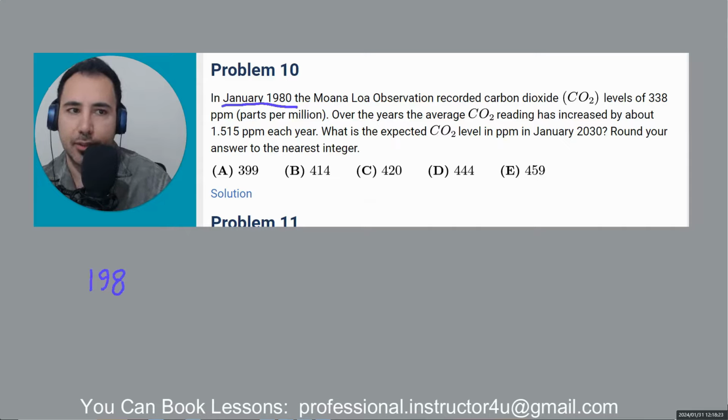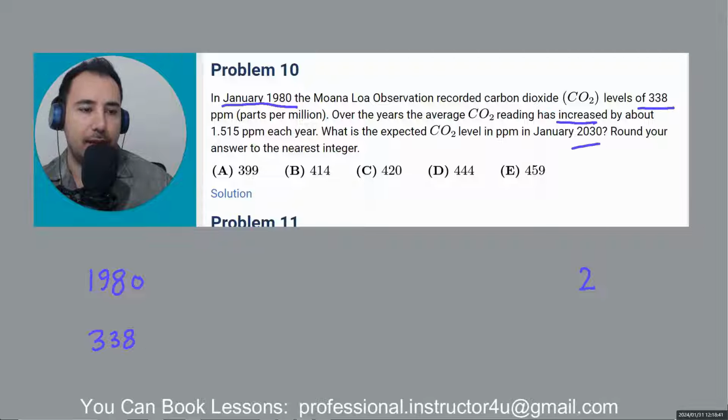In 1980, everything started. And what was the level of carbon dioxide? At this time, it was 338. And did it increase or decrease? What happened? It increased. At which year? It stopped by, we want it for 2030.